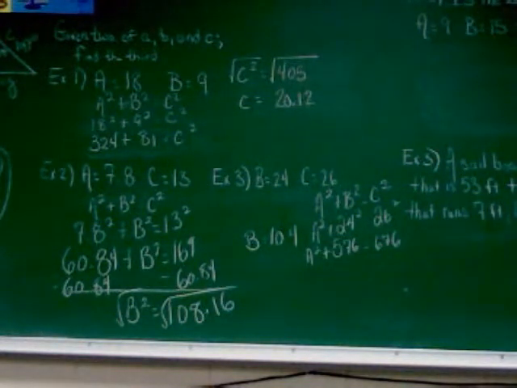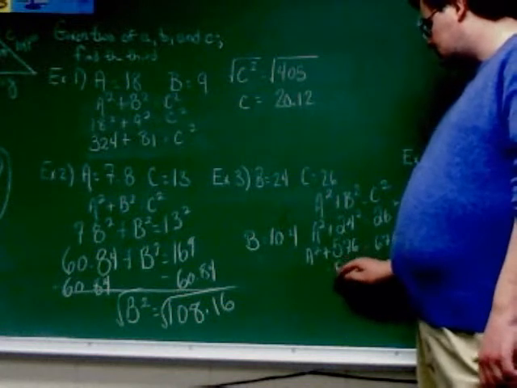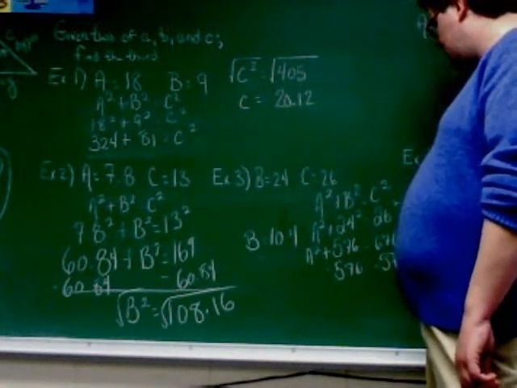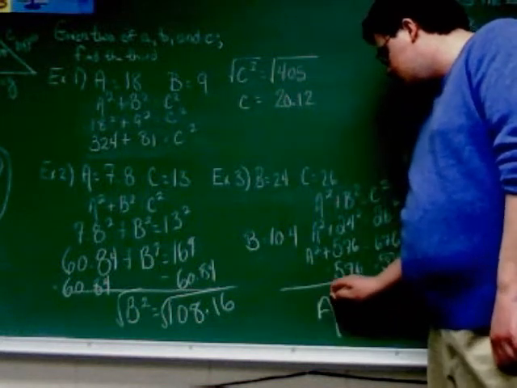Okay, so now, once again, we have an equation to solve. Doesn't matter if it says a squared, you solve it just like it said a. So I'm going to subtract 576 all the way across. And that'll give me a squared equals 100.